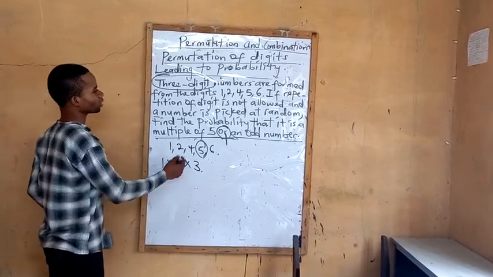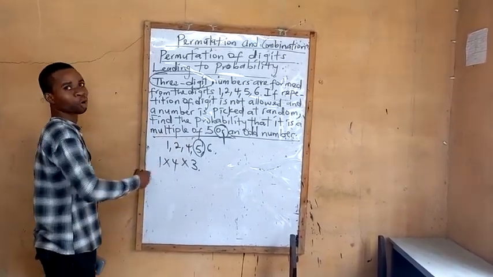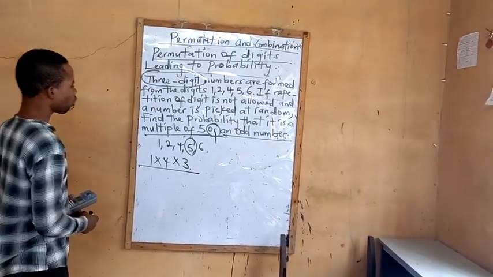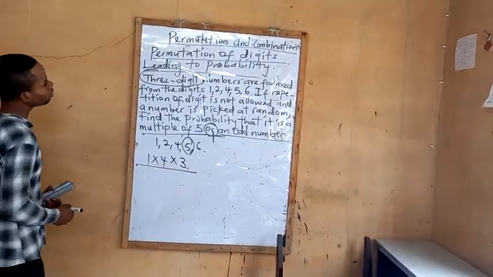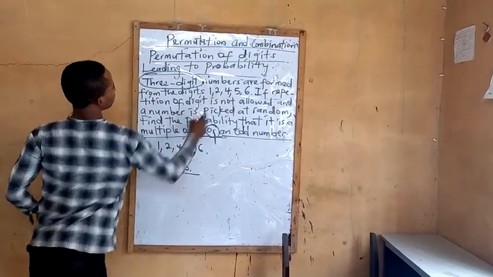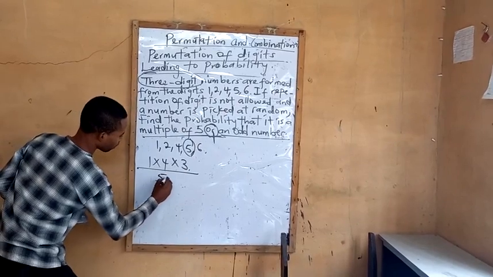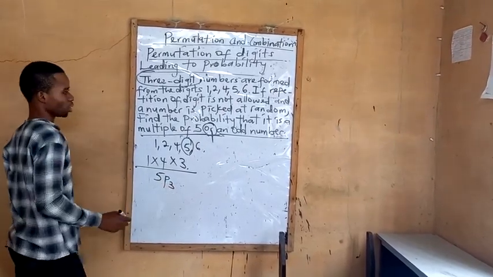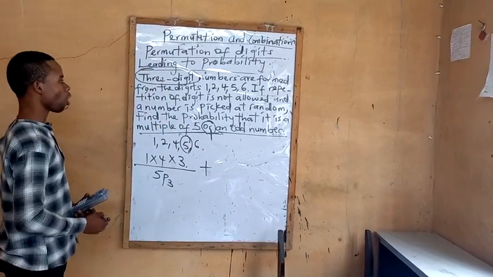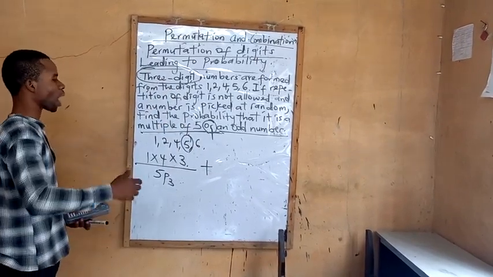Now, don't forget that probability is favorable outcomes all over total outcomes. So what will the denominator be? The denominator is 3 digits formed out of 5 numbers. That is 5 permutation 3. Like I told you, 'or' in probability means plus. Or an odd number.